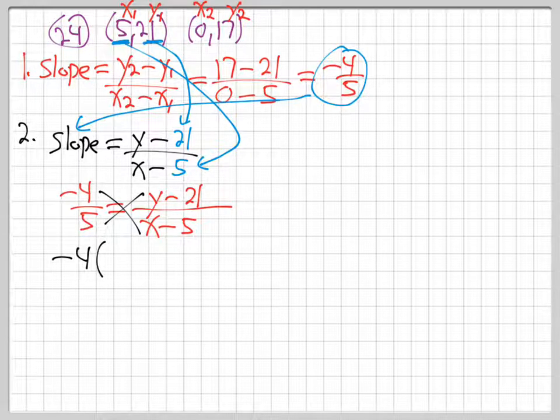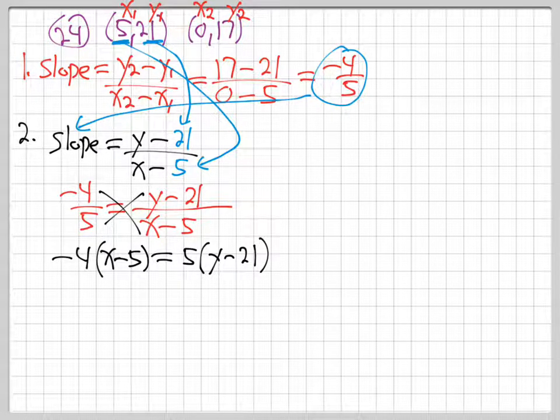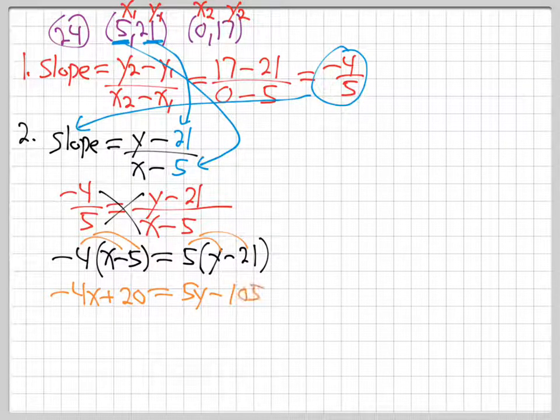Minus 4 times x minus 5 equals 5 times y minus 21. All right, and then we distribute. Boom, boom, boom, boom. Minus 4x plus 20 equals 5y minus 105. Now we got to get y alone. So add the 105.